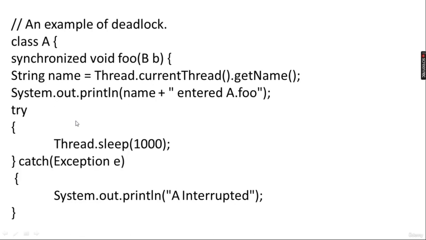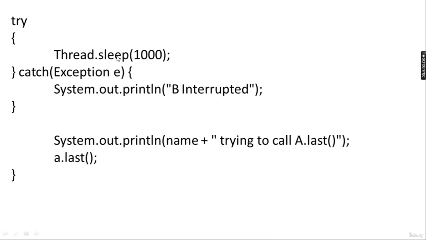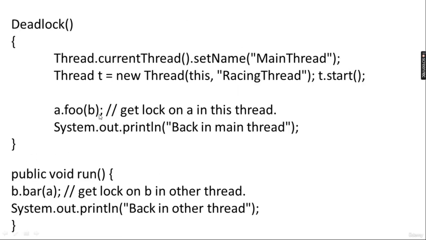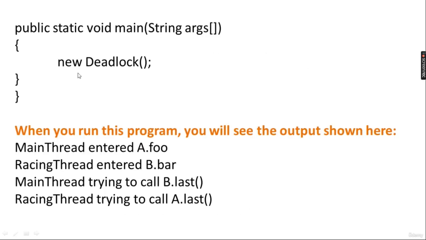So the foo method is over here. This is class A's foo method, and to that we are passing B's object: get lock on A in this thread, back in main thread. Now in run, B dot bar A. So B is passing the object of A: get lock on B in other thread, back in other thread. Now new Deadlock is directly called.